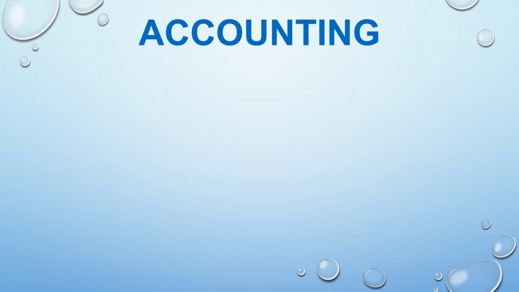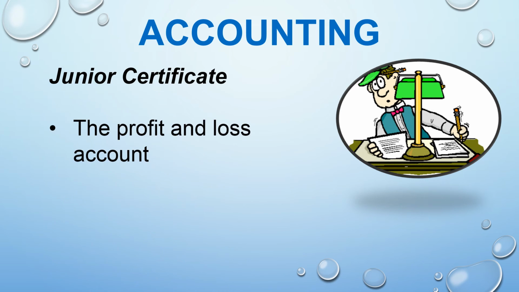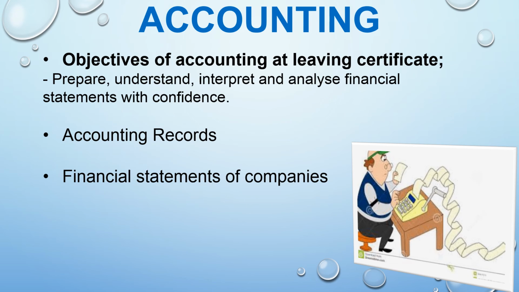Accounting, being able to calculate these deductions and taxes, will aid students in being able to complete the 3 main bookkeeping documents at junior cycle, which include the profit and loss account, the trading account, and also the balance sheet. This will also aid students at Leaving Certificate Accounting by being able to perform these many calculations. One of the main objectives of accounting at Leaving Certificate is to prepare, understand, interpret, and analyze financial statements with confidence. It will also aid students in being able to complete accounting records and understand financial statements of companies.